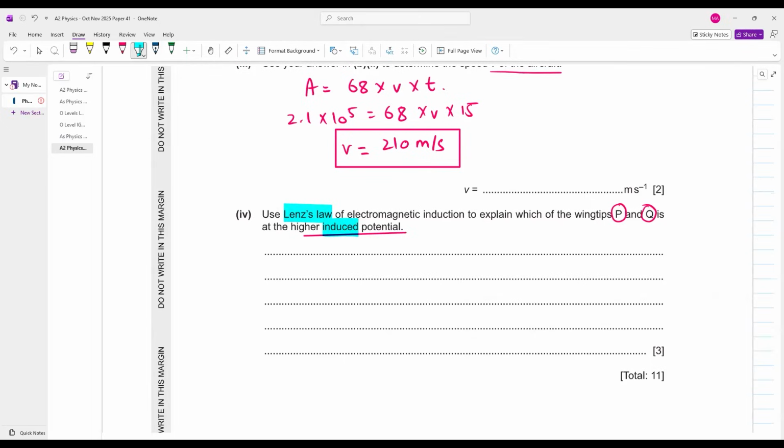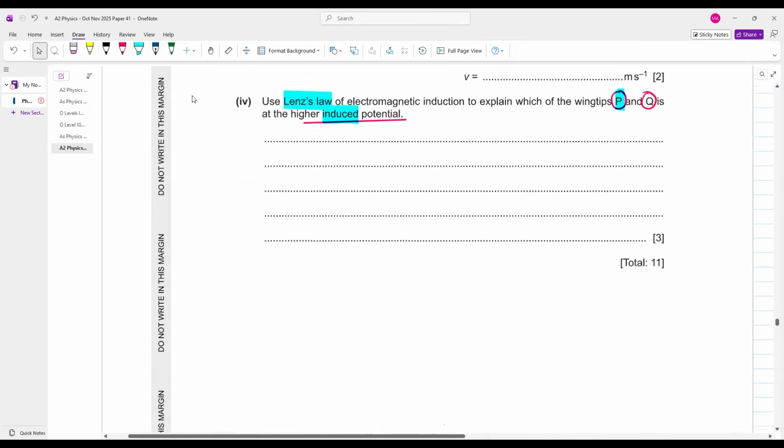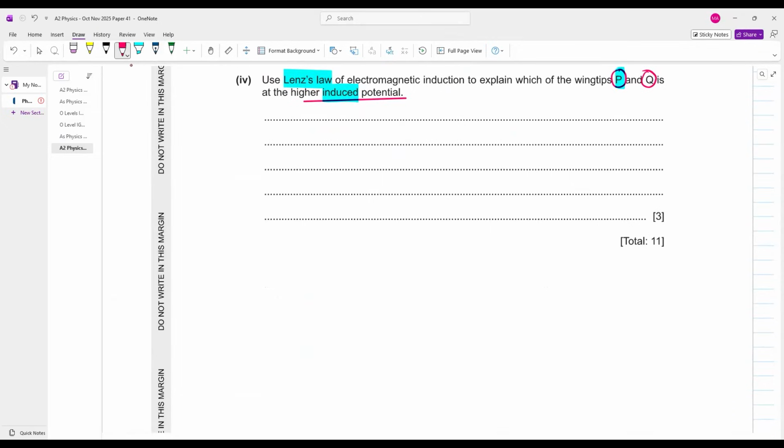Okay, so you have to apply Lenz's law to tell which of P and Q is at a higher induced potential. Very, very easy. First of all, do you remember what Lenz's law states?